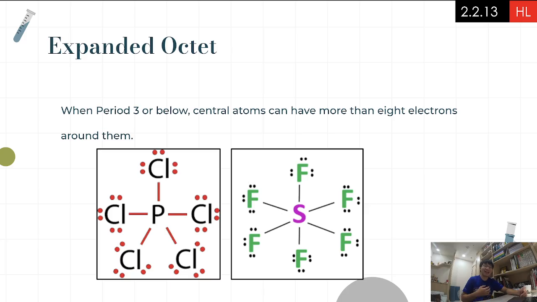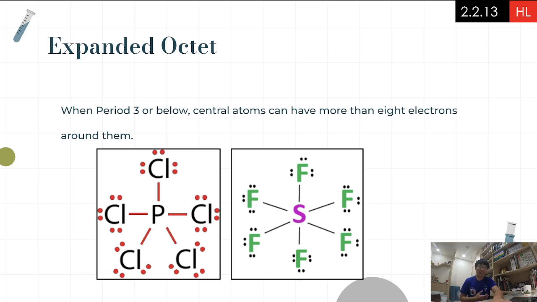If you finish drawing all the octets and realize that you still have some electrons that should be there but aren't, just put them on the central atom, especially if it's phosphorus or sulfur. Sulfur can go up to 12. There are 6 bonds, 6 times 2 is 12. Sulfur is in period 3 or below, and it's also in the center, so the atom can have more than 8 electrons. So multiple bonds, more than 4, more than 8 electrons. Really cool.